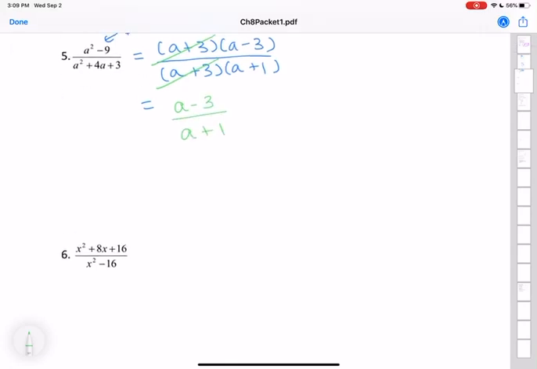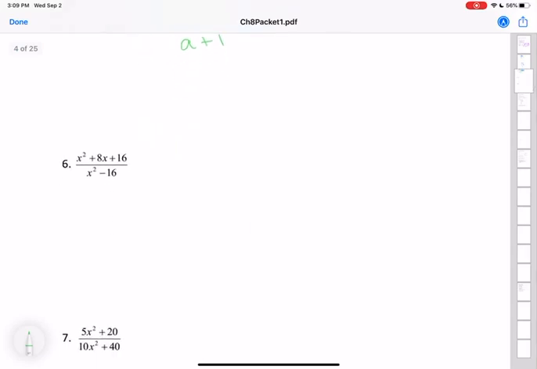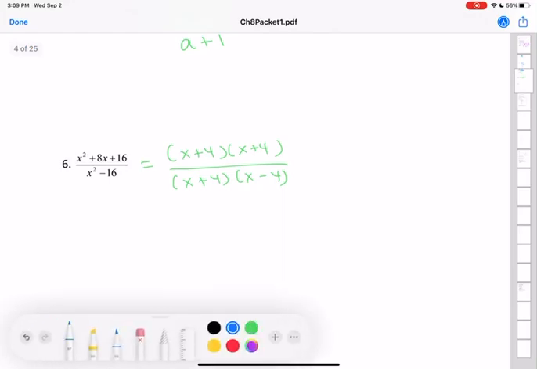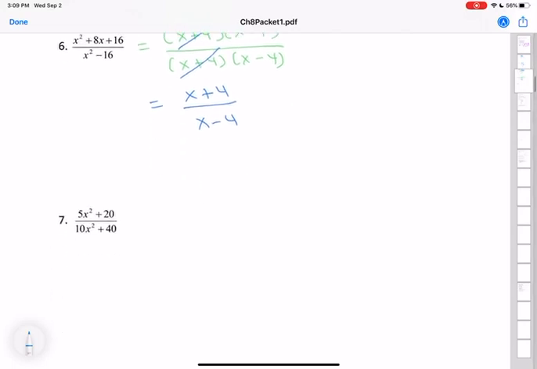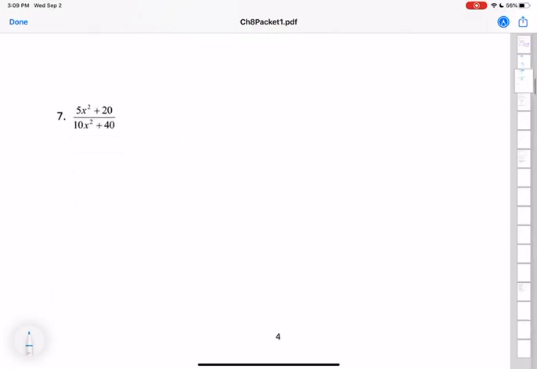That one's done. For the next one, we have leading coefficient of 1, so I can jump to my shortcut. 2 numbers that multiply to 16 but add to 8 are positive 4 and positive 4. The bottom, we have a difference of squares, so it's going to be x plus 4 times x minus 4. And let's remove that factor of 1, so whatever matches on the top matches on the bottom, leaving us with x plus 4 over x minus 4. Awesome. Go ahead and try this one. Try number 7. Hit play when you're ready.